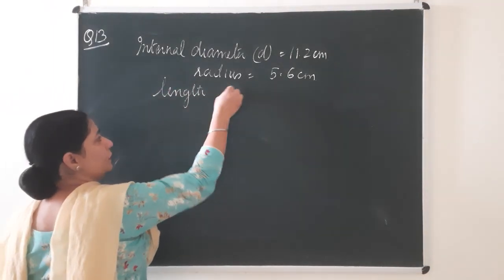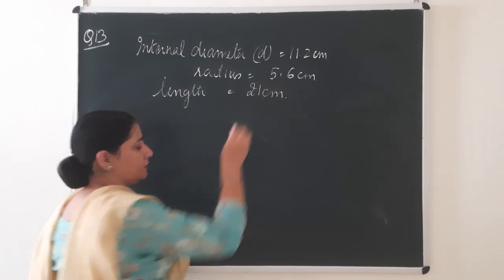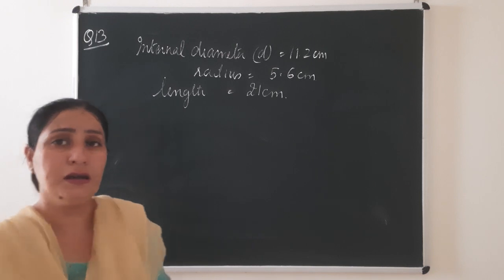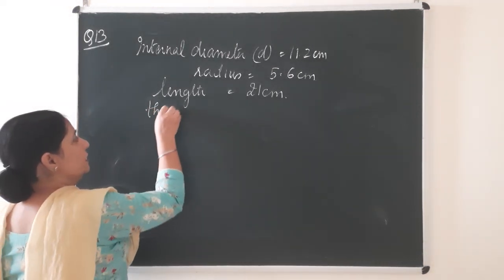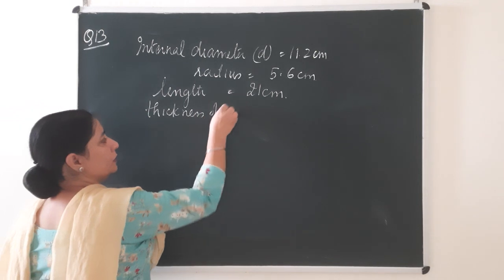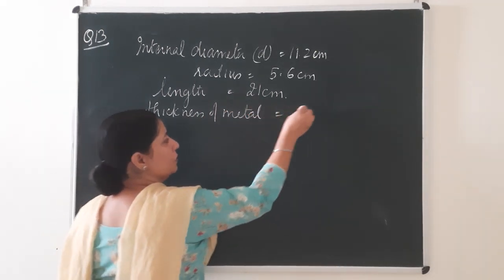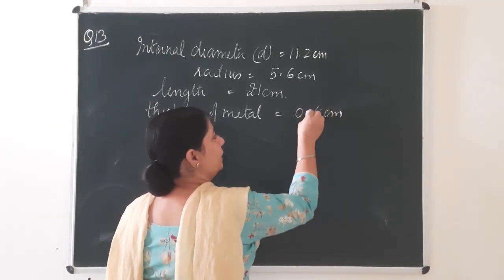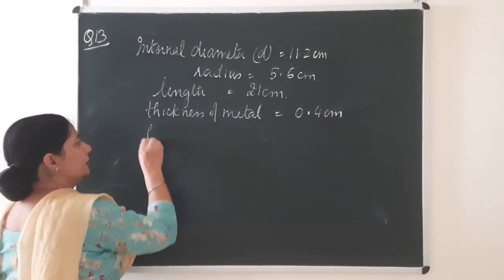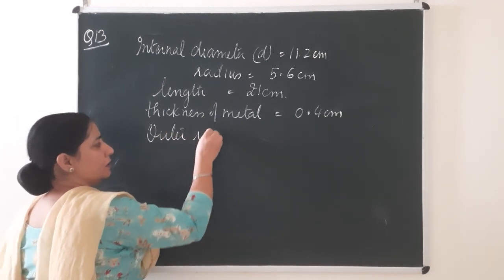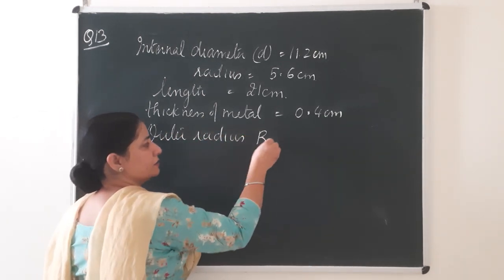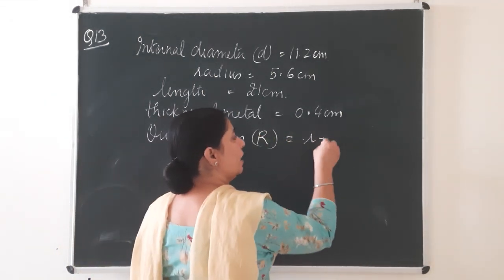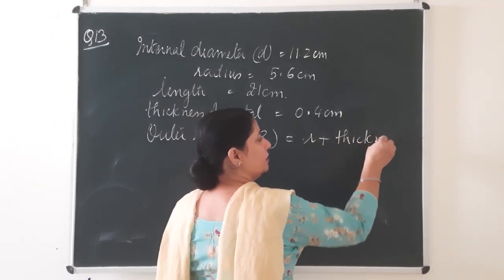The length is given to you equal to 21 centimeter. Next, he is giving you that the metal everywhere is 0.4 centimeter thick. That means we are given the thickness of the metal, 0.4 centimeter. Now, whenever you are given the thickness, you can find the outer radius, capital R, and to find the outer radius you will add the small r with the thickness.